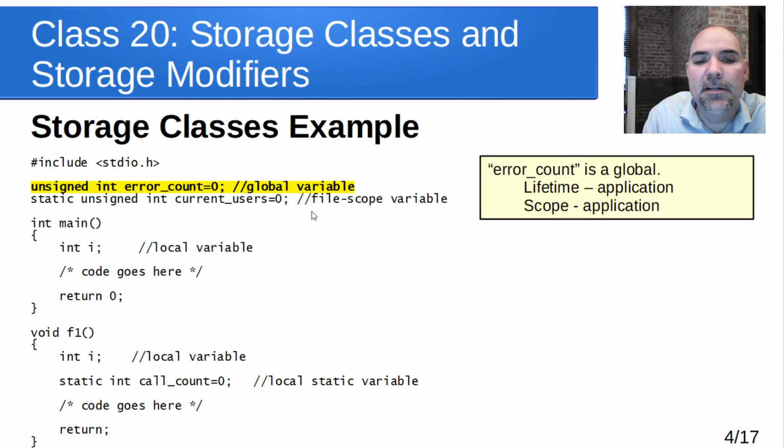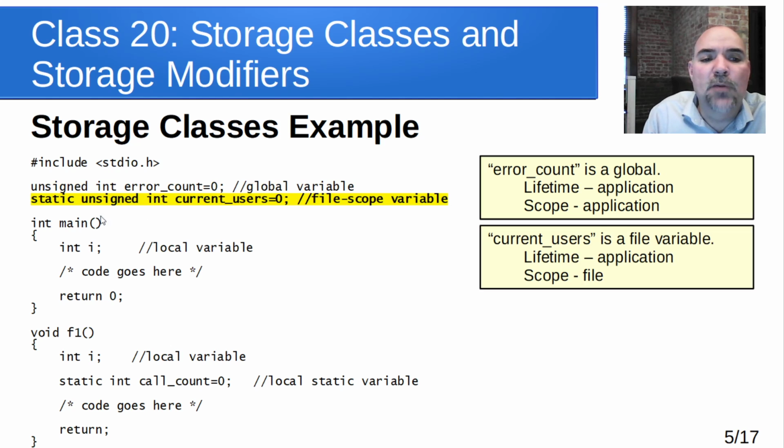Now the second one, right below that, looks just like the one up here, except it has the word static in front of it. That makes this what's called a file scope variable. That current users variable is a file scope variable, meaning its lifetime is still application lifetime, just like a global, but its scope, the place that can see it, is only other things in this file. If I had another source file, it could not access this variable.